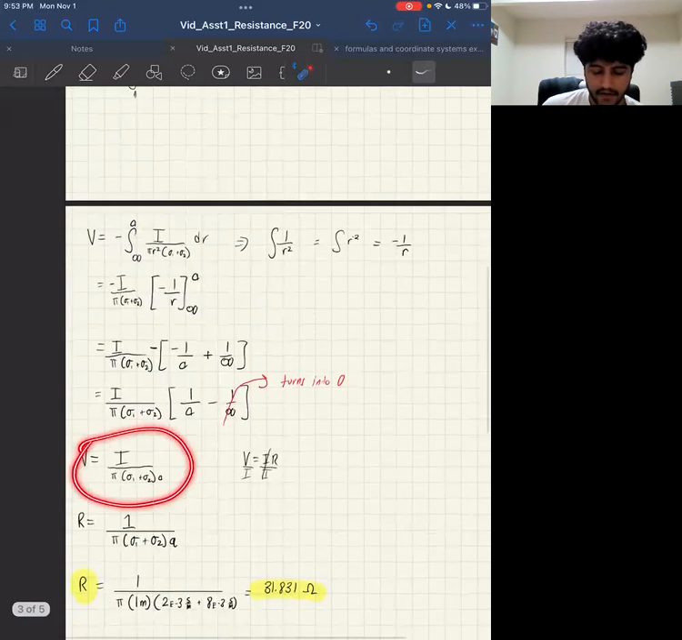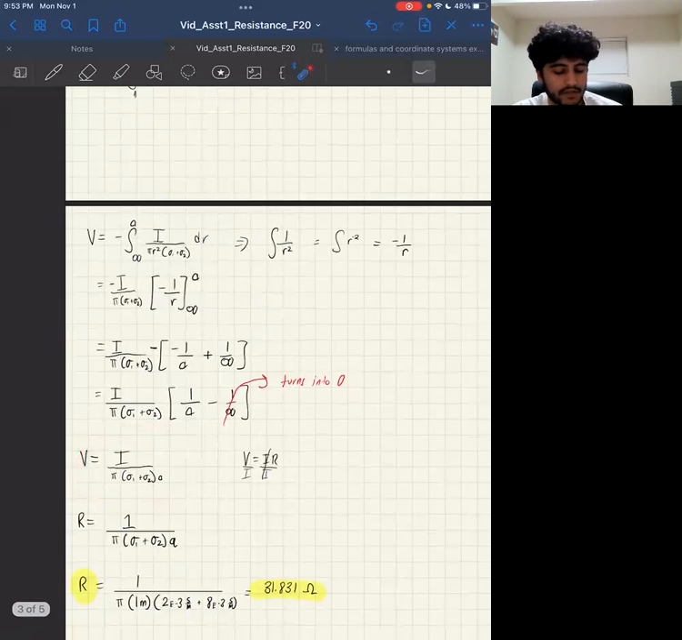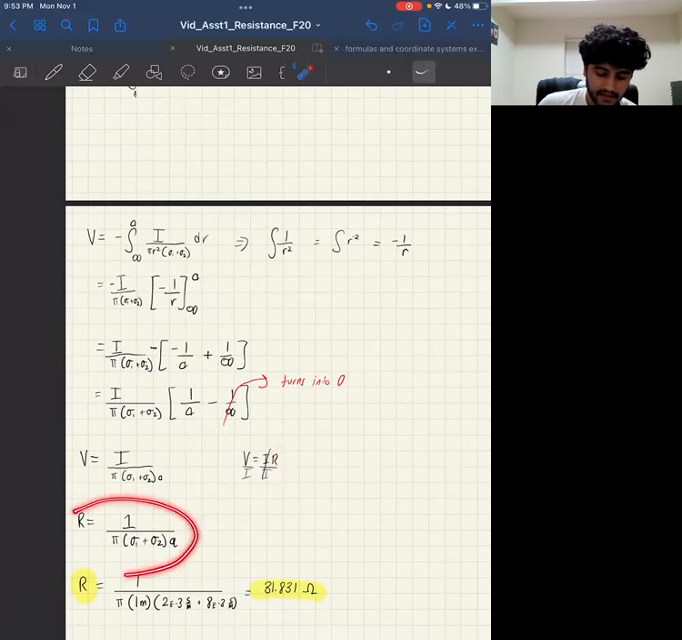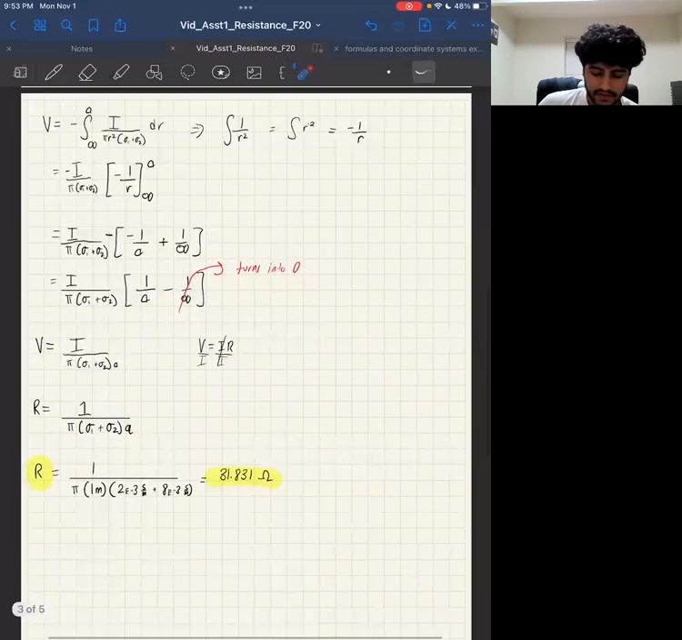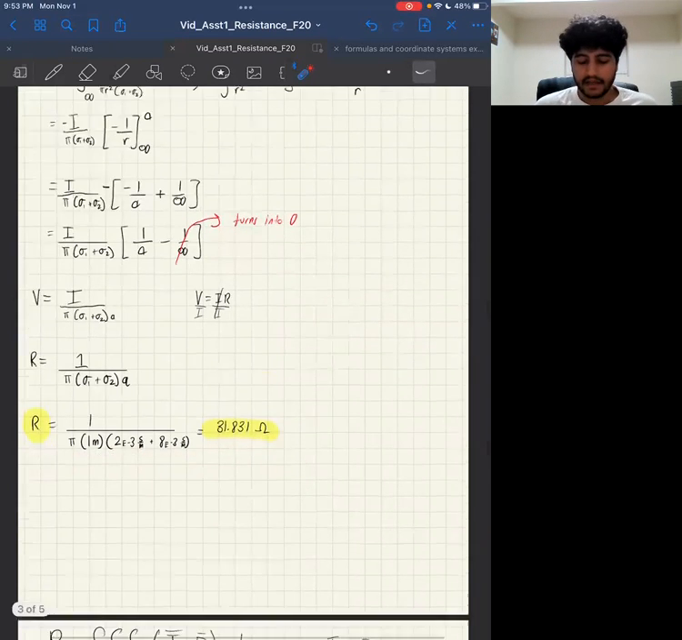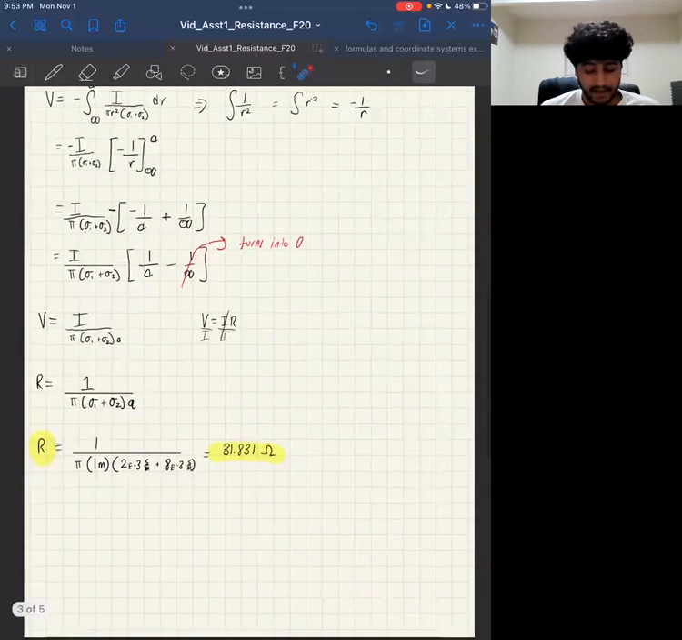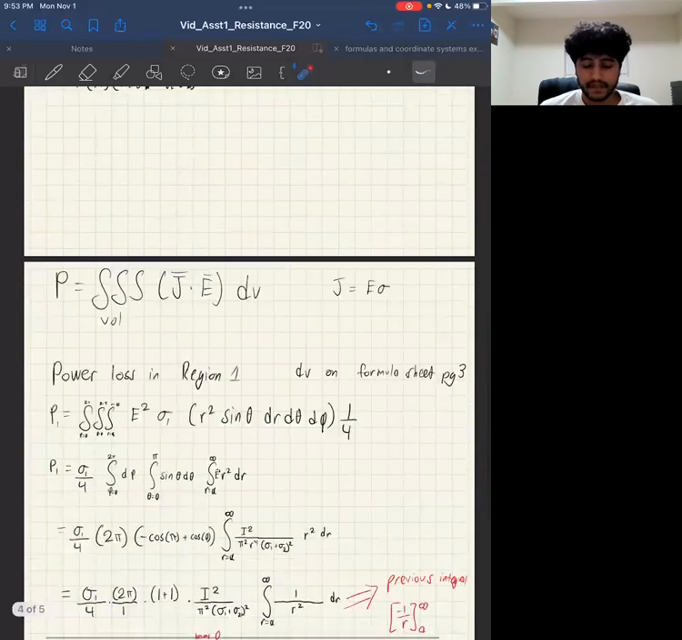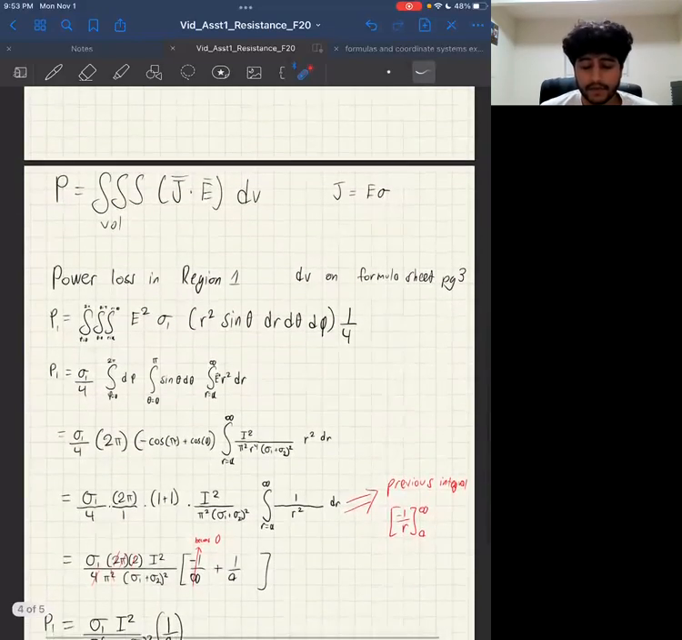And now that we have our expression for V, all we have to do is divide it by I, as shown here, to find resistance. And we did that here. So once you plug in the values for resistance, then the resistance is 31.831 ohms. The second half of this question asks for the power loss in each of the regions.